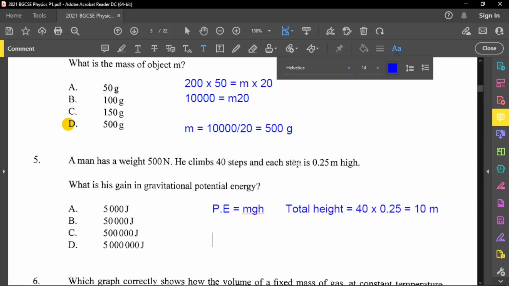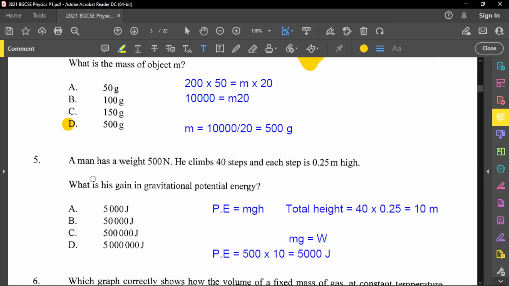Next, let's look at our weight, or mg. Just to make sure you know this, mg is equal to weight, and weight is a force. So weight here is 500 Newton, the same thing as mg. So what we can now say is that the potential energy is equal to mgh, which is the same thing as weight times height. So it's going to be 500 multiplied by our total height, 10 meters. So it's going to be 5,000 joules of energy. So there we go. Option A will be our correct answer.